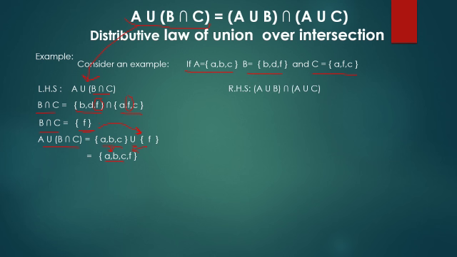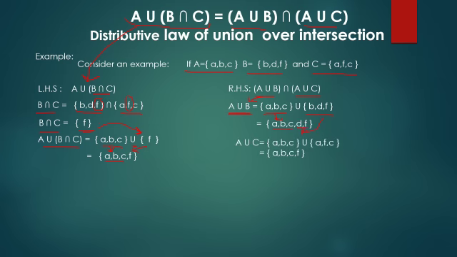Now we take its right hand side. These are two brackets, A union B and A union C. We solve these brackets side by side. First of all, A union B, it means that we take union of these two sets A and B. So its union is A, B, C, D, F. We write all these elements in one set.